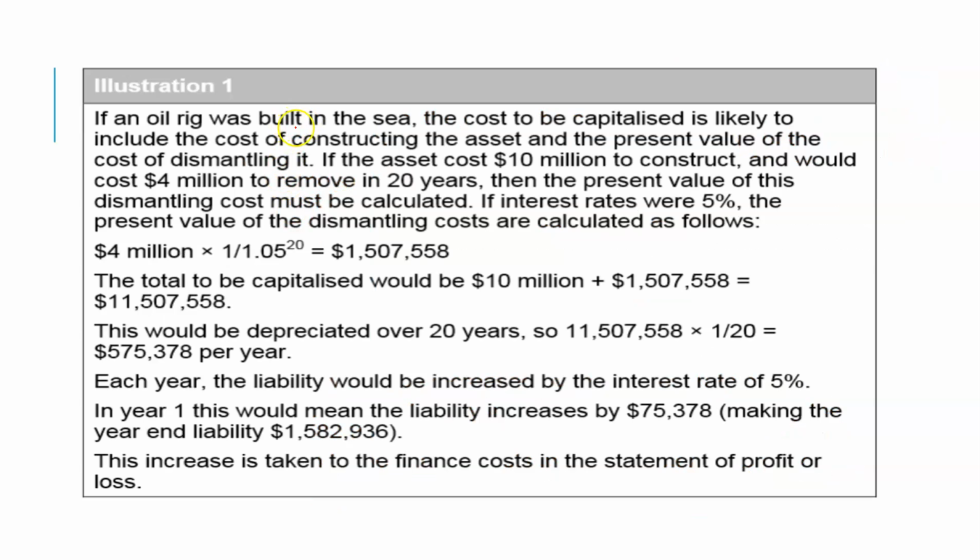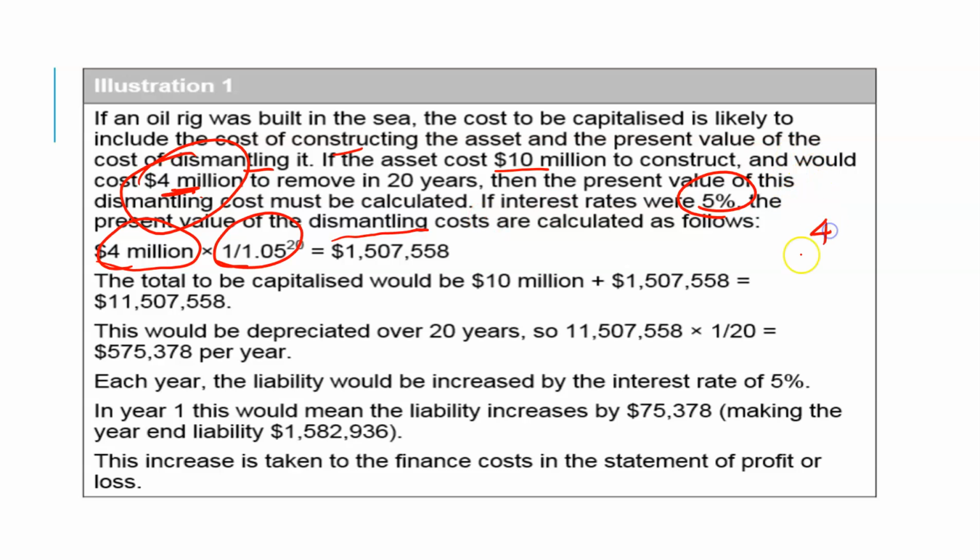So let's look at this example here. Again, I am literally using the text. It's my preference. If an oil rig was built in the sea, the cost to be capitalized is likely to be included, in the cost of constructing the asset and the present value of dismantling it. If the asset cost 10 million to construct and would cost 4 million to remove in 20 years, that's my issue here. How do I capitalize that 4 million? The present value of this dismantling cost must be calculated. If interest rates were 5%, the present value of dismantling is calculated as follows. So that's the 4 million, and that's me discounting that 4 million to present day.